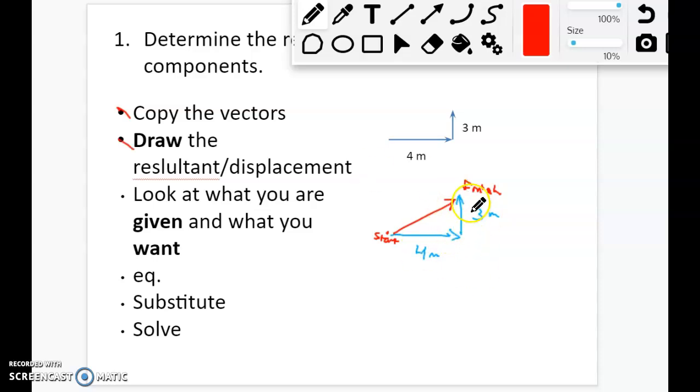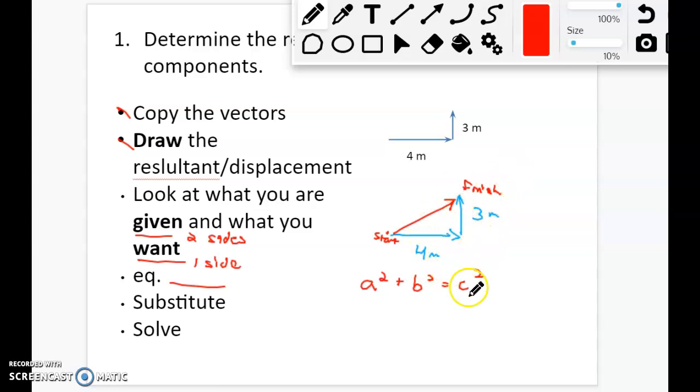Now we're going to look at what we have. And what we have are two sides of a triangle. And what we want to actually figure out is the magnitude of this resultant. We need to figure out the size of it. It's the other side of the triangle. Because I have two sides of a triangle, and I have one side that I'm looking for, the equation that I use is Pythagorean theorem. It's a squared plus b squared equals c squared.